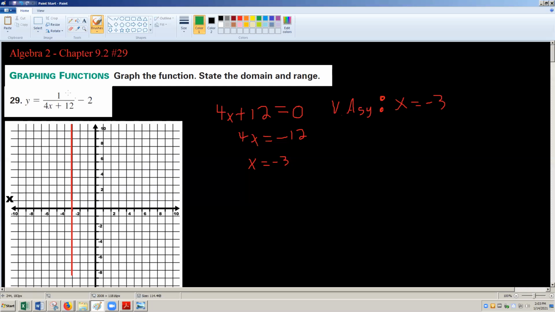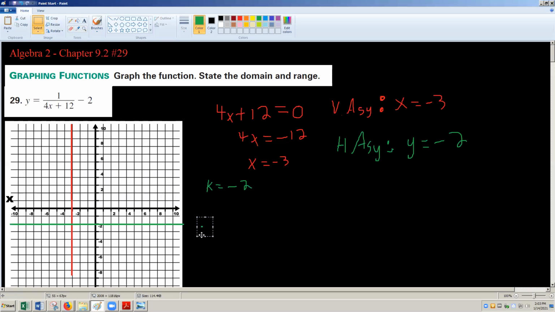so we can take the easy route here. The easy route is to look for the k value, which is just hanging out on the outside. This negative 2 is my k value. So if my k value is negative 2, that means I'm going to get a horizontal asymptote at y equals negative 2. So I'm going to draw that on my graph as well. Looks something like that.